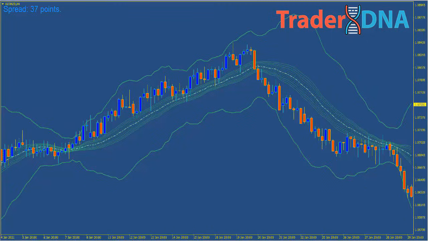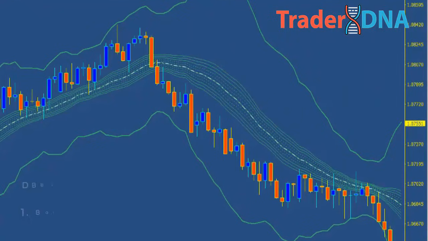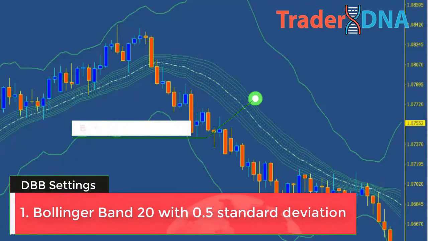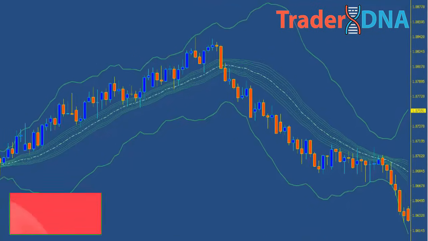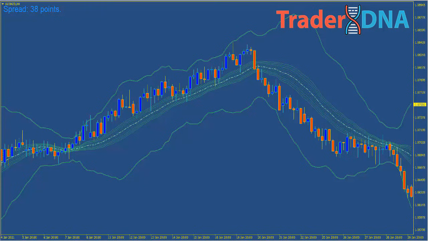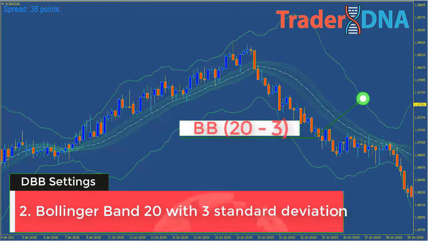Now, add the following indicators to the chart. First, Bollinger Band 20 with 0.5 standard deviation. Select the default 20 SMA, but this time use the setting with 0.5 standard deviation. Second, Bollinger Band 20 with 3 standard deviation. Or you can download this system in the description below.